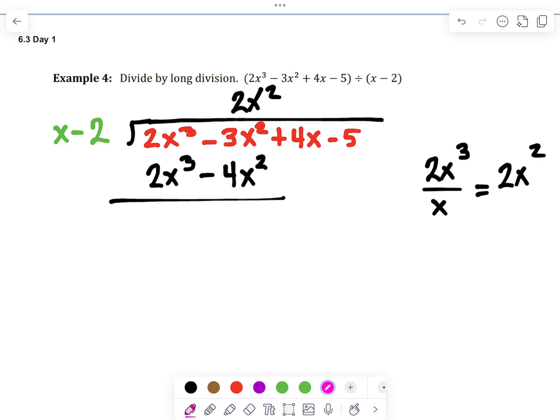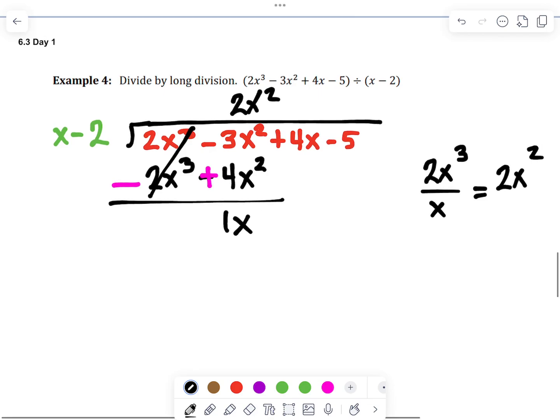Now we have to subtract all the way through, so that's going to be a subtraction. That's going to change that to an addition. Then we simplify. They become 0. And then negative 3x squared plus 4x squared is 1x squared. And we bring down the next term, 4x.